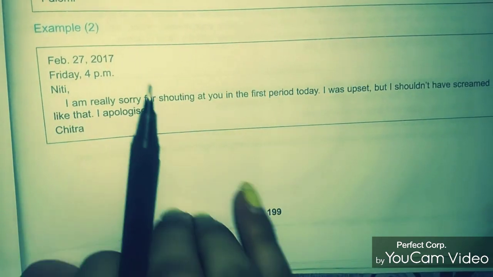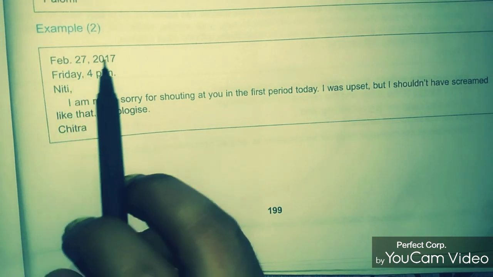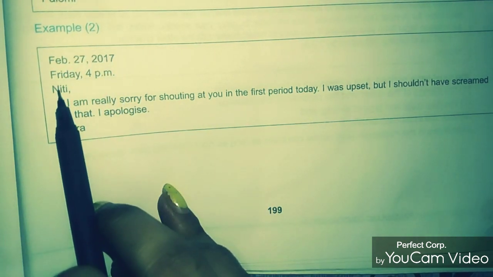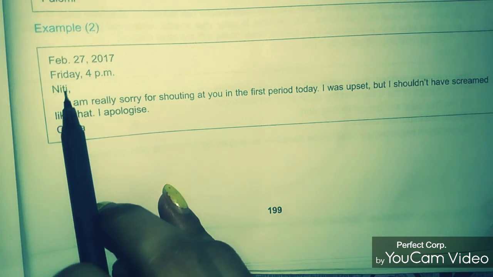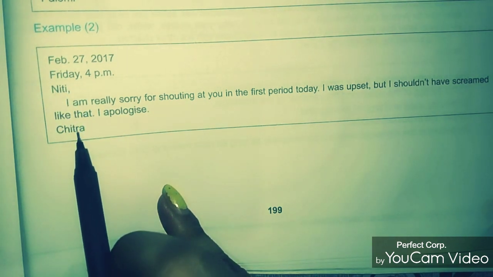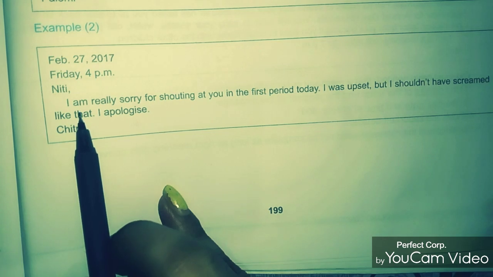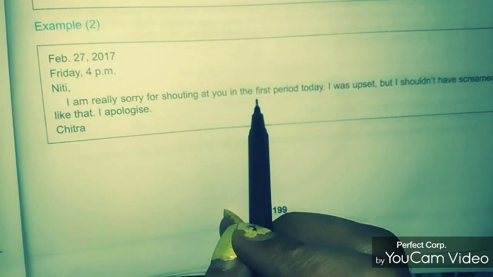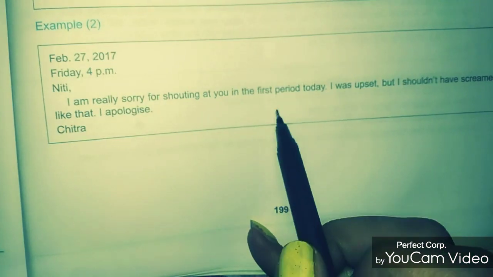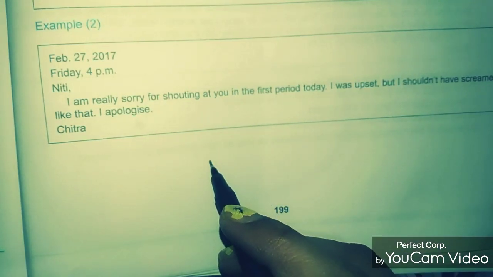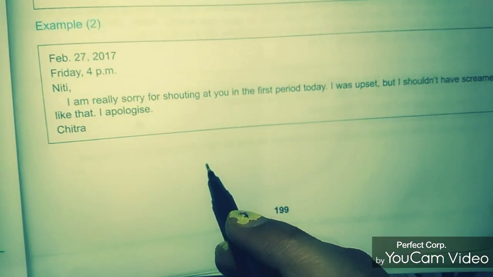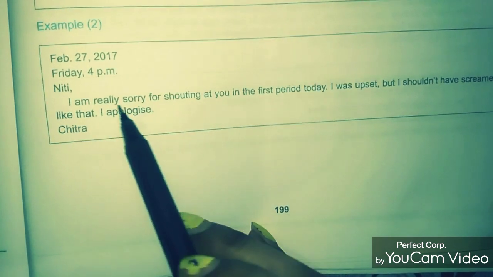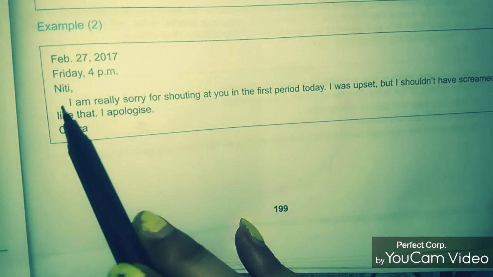Now look at an example. The date is written over here, the time is written, and the receiver is Niti and the sender is Chitra. So it is a general message. I am really sorry for shouting at you in the first period today. I was upset, but I shouldn't have screamed like that. I apologize. So look at the main content.